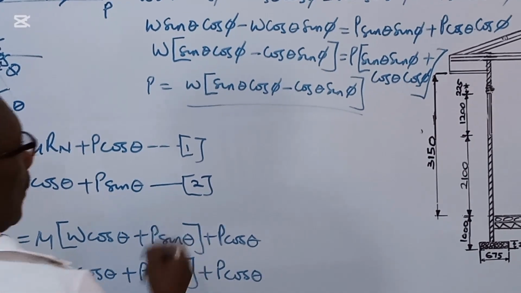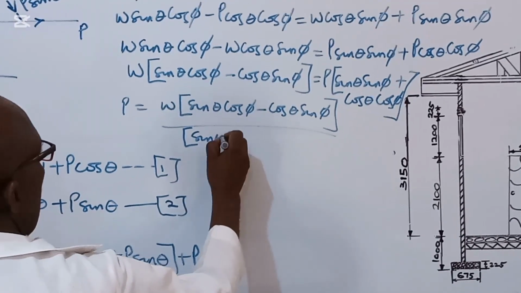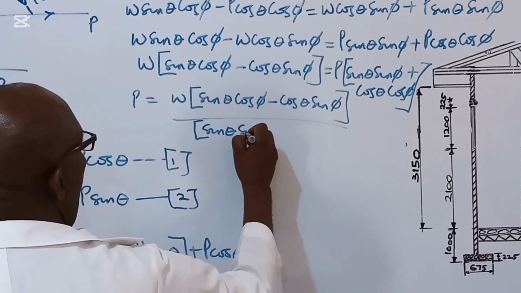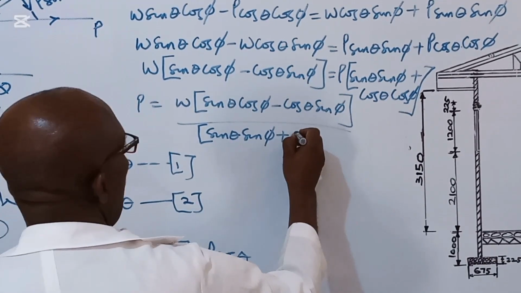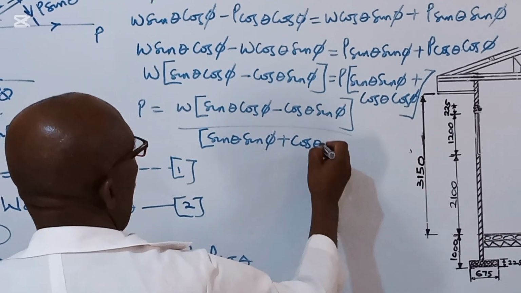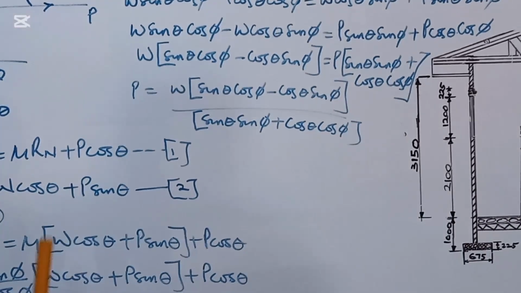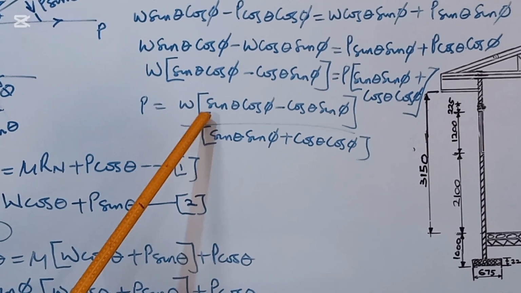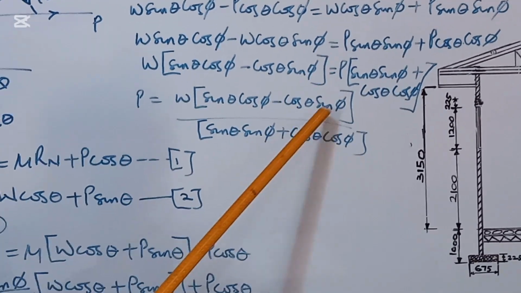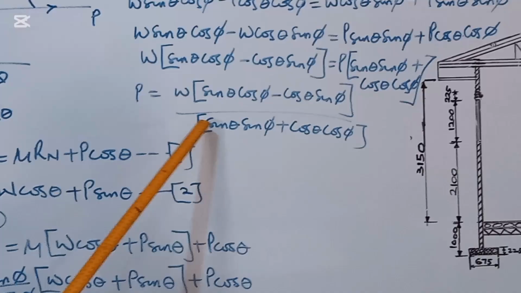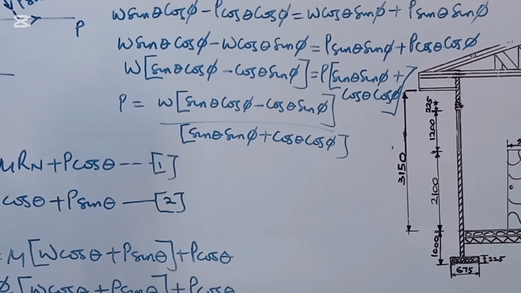All over sine theta, sine theta, sine theta, sine phi plus what? Cos theta, cos phi. Are we there? We have P is equal to W, open bracket, sine theta cos phi minus cos theta sine phi, all over, open bracket, sine theta sine phi plus cos theta cos phi.